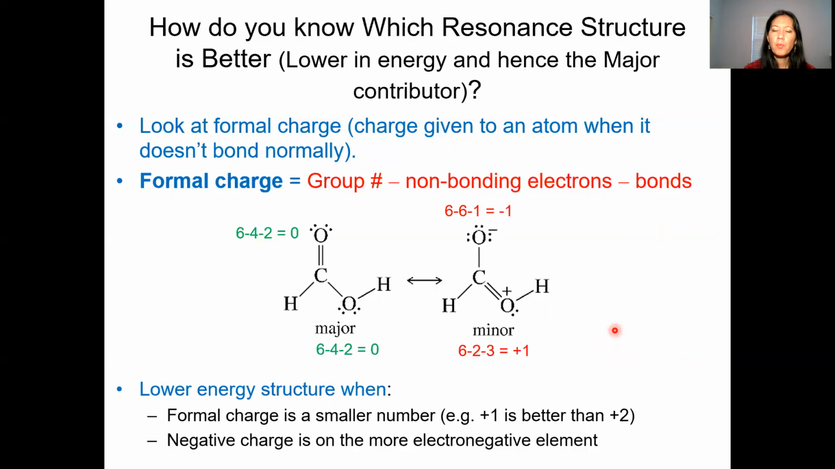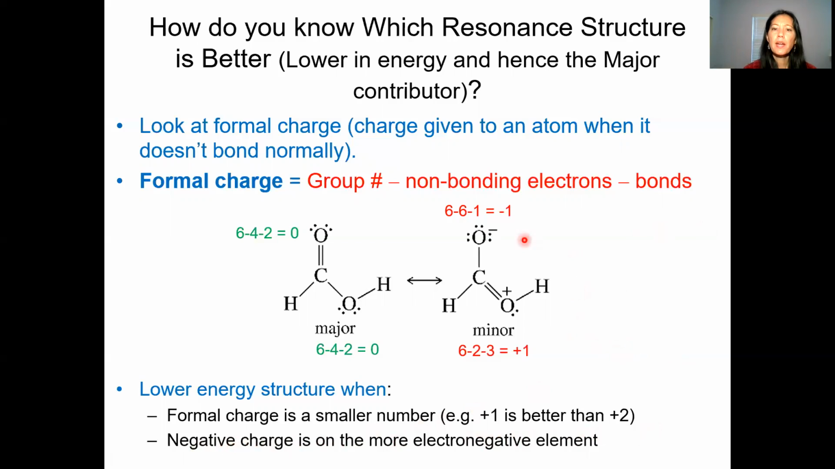The other thing, we don't have this situation, but if you can make a structure that has the negative charge on the more electronegative element versus a more positive one, that's better because it can handle that negative charge more.